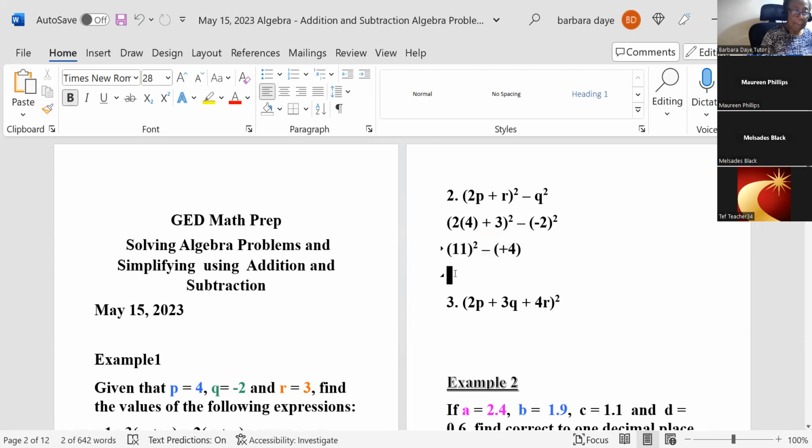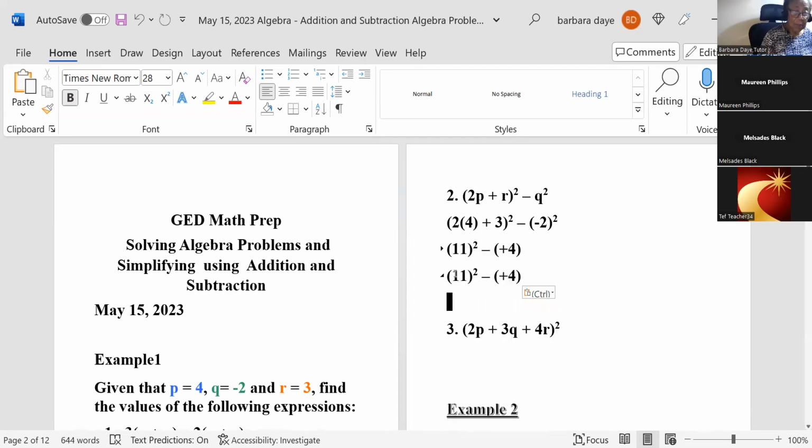Then we could try number 3. Okay, you got number 3? I'm doing it now. Okay, you can just leave it as the 11 squared. Now do number 3, still substituting: where you see a P, put a 4; Q, put a minus 2; R, put a 3. Now you can leave it squared. Just tell me your answer.